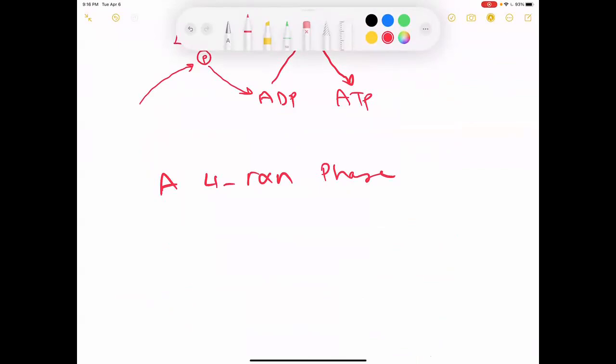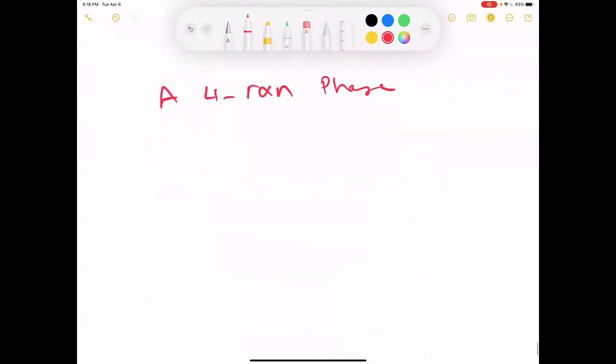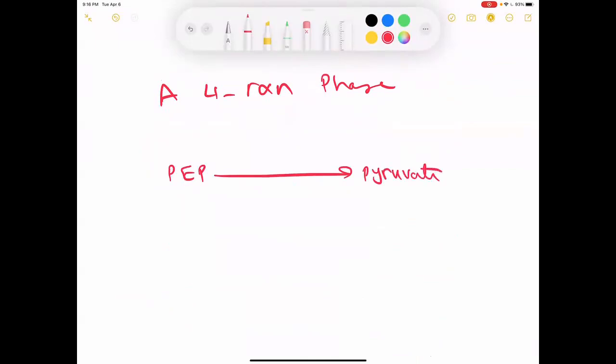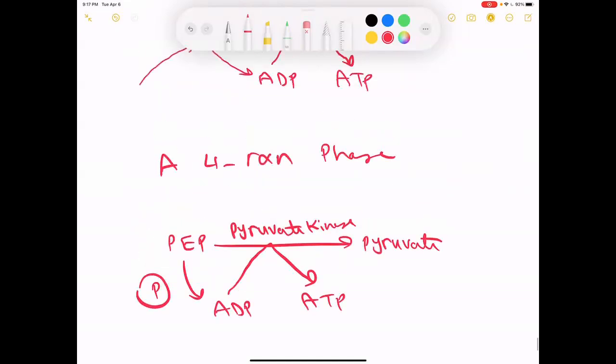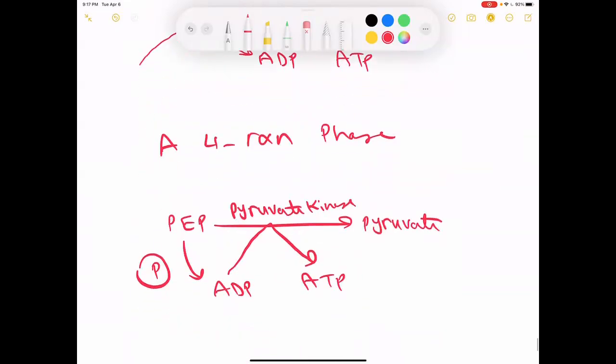Notice that only 2 of the reactions are substrate level. Like when I write phosphoenol pyruvate to pyruvate, pyruvate kinase, and here I did adenosine diphosphate, adenosine triphosphate. Yes, that qualifies as substrate level. It fits exactly the description we just did. So phosphoenol pyruvate is losing a phosphate to adenosine diphosphate, which is becoming phosphorylated into adenosine triphosphate.